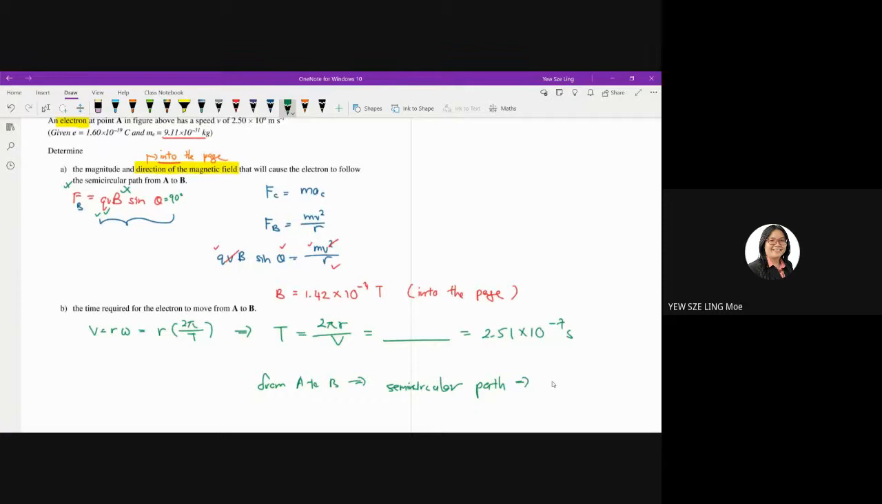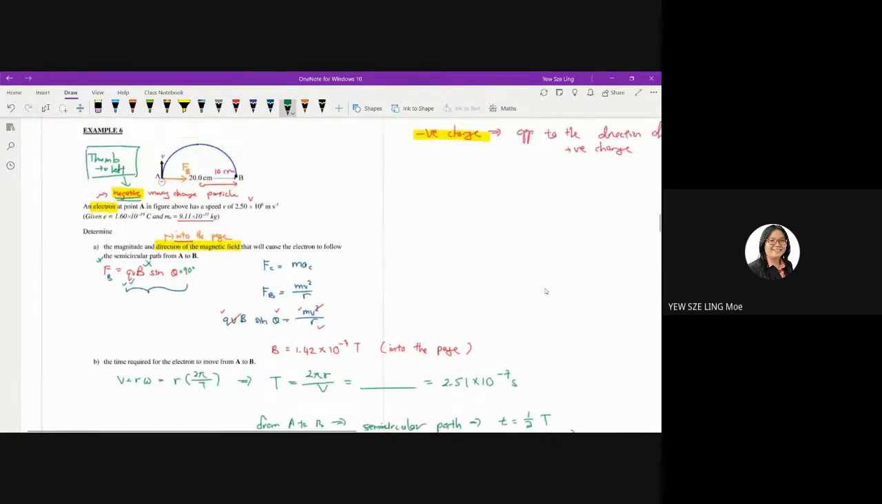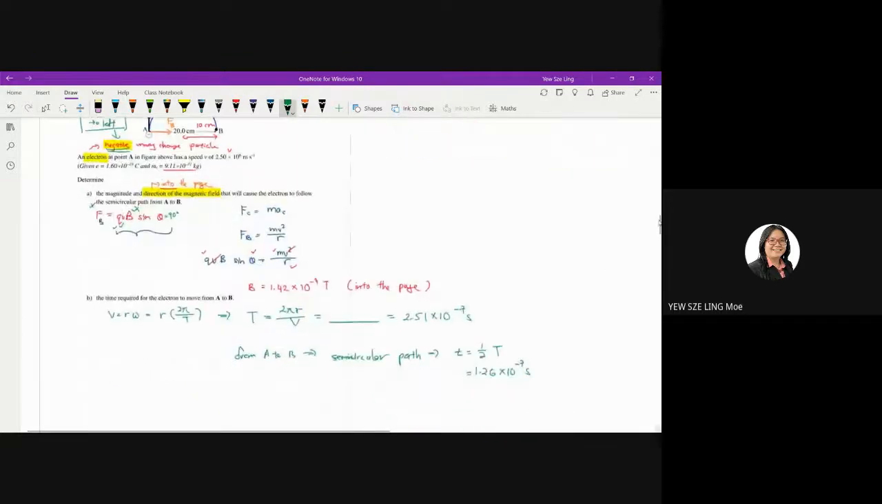Therefore, the time taken is equal to half of the period, which equals 1.26 times 10 to the power of -7 seconds. So that is how you solve this question.